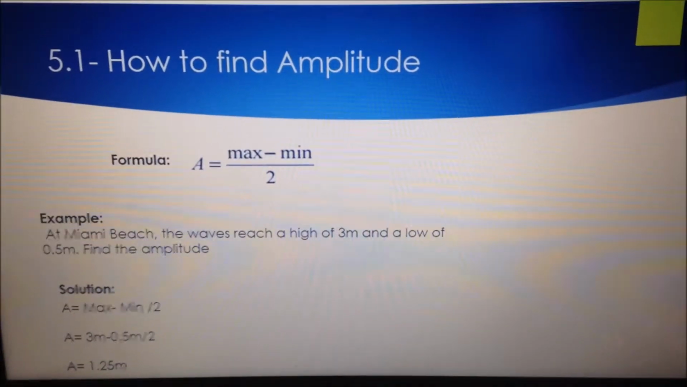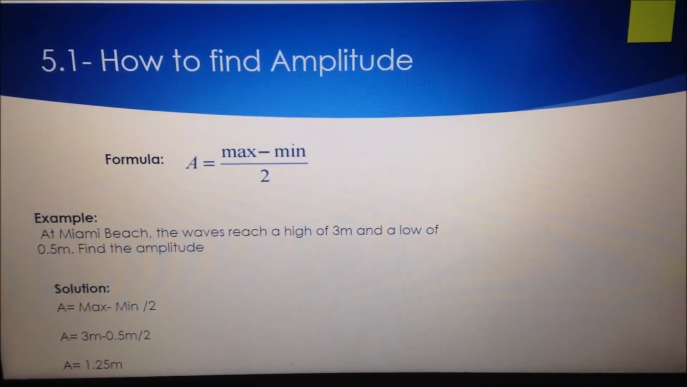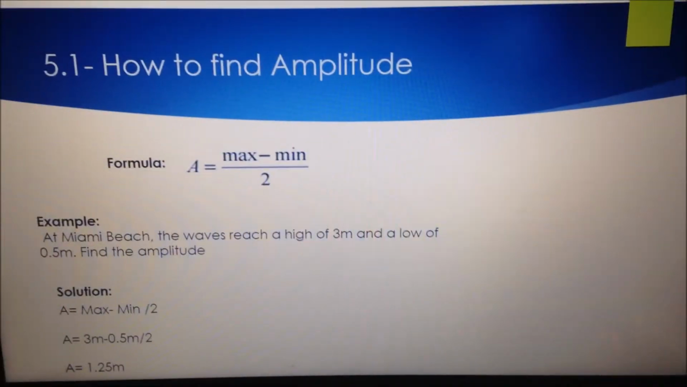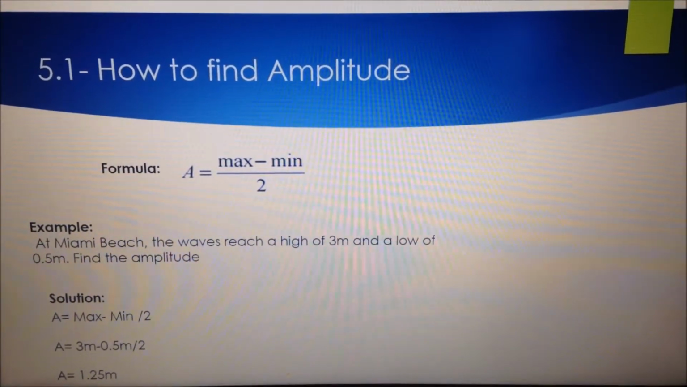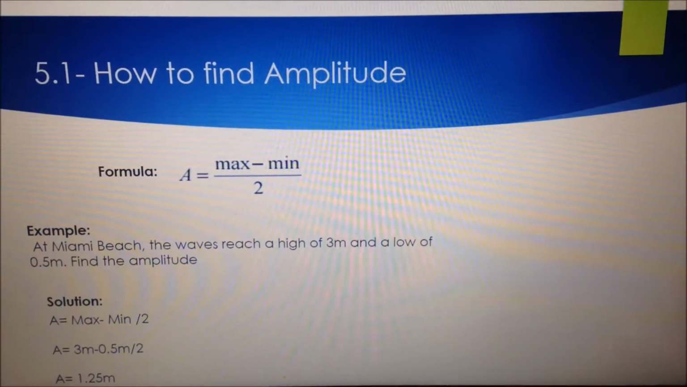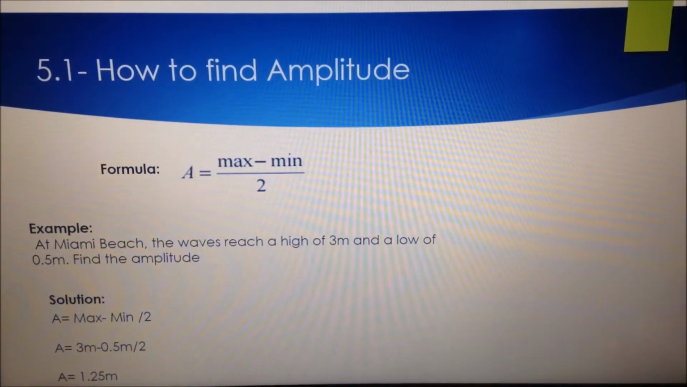So how do you find the amplitude? Well, the amplitude is found through the formula A is equal to max minus min, divided by 2. So basically all you would have to do is know the maximum and the minimum, and then you would input the values into the equation.